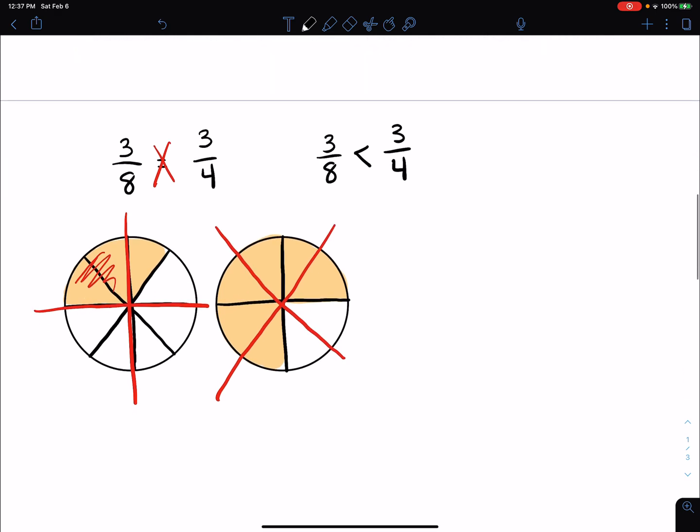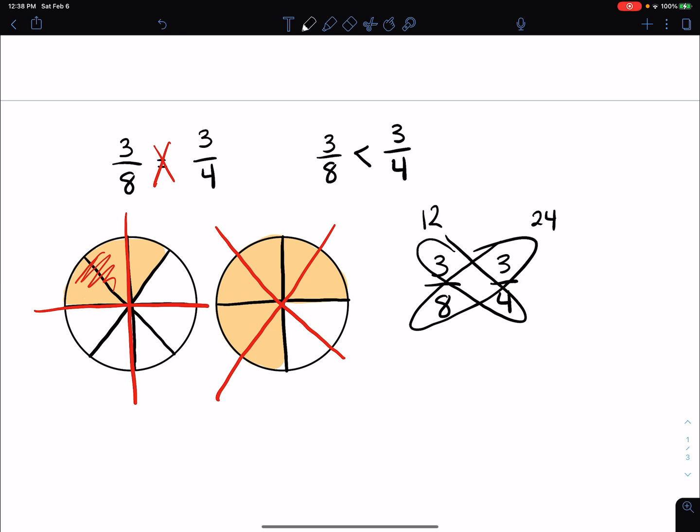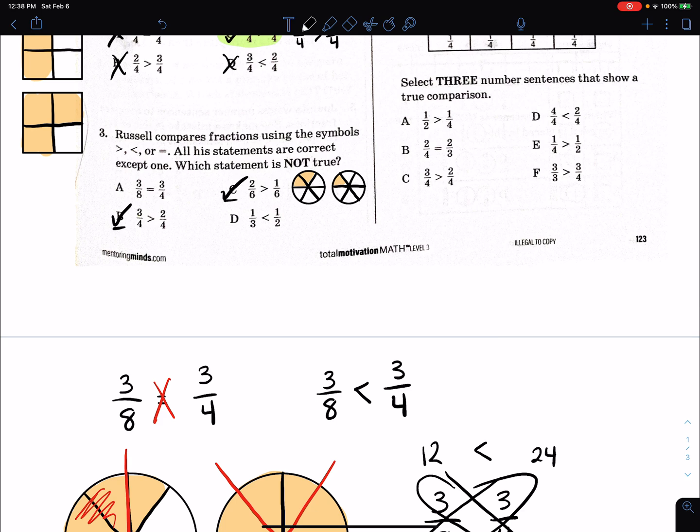3/4. Another way you could check this is you could cross multiply. You could take 3/8 and 3/4, and then you could use the cross multiply or the butterfly method to check. So 8 times 3 is 24. 3 times 4 is 12, and 12 is less than 24. So I know this one is not true. So for not true, I'm going to put NT, not true.